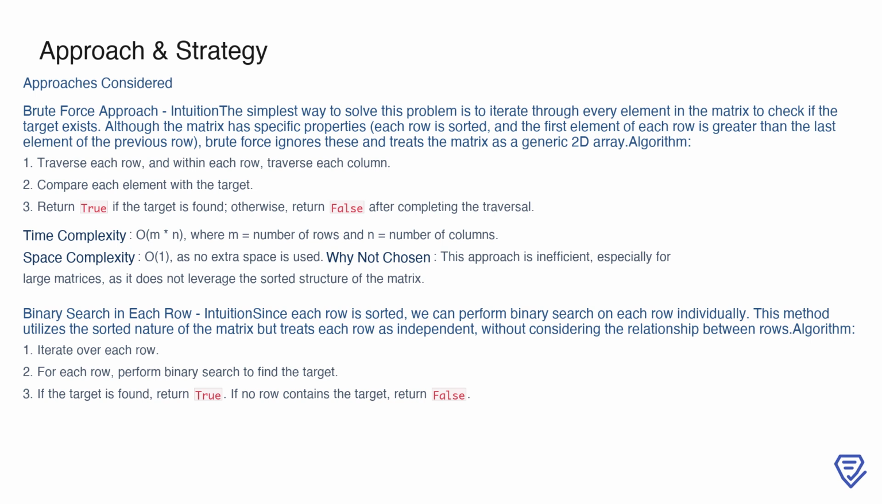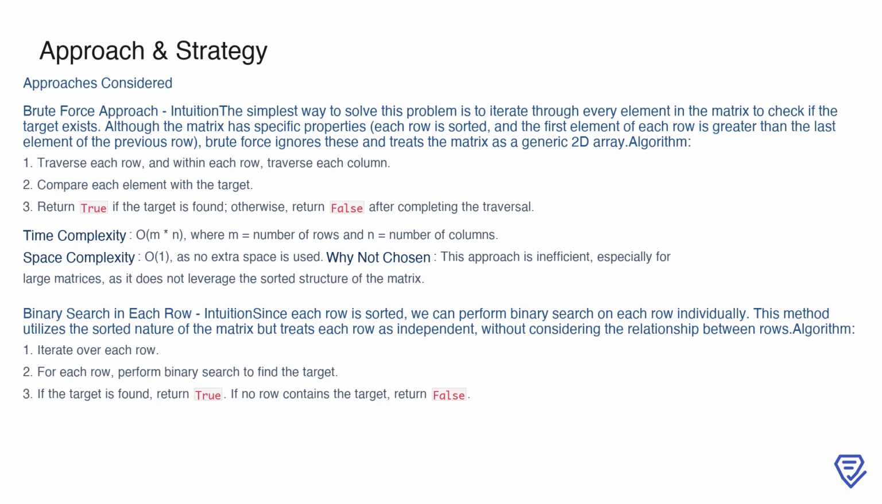The algorithm for this approach is simple: traverse each row, and within each row, traverse each column, comparing each element to the target. If the target is found, we return true, otherwise, we return false after completing the traversal. However, this method is inefficient, as it requires checking every element individually, resulting in a time complexity of O(m*n), where m is the number of rows and n is the number of columns. The space complexity, on the other hand, is O(1), since no additional space is required.